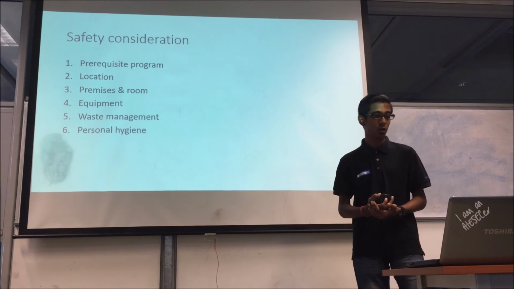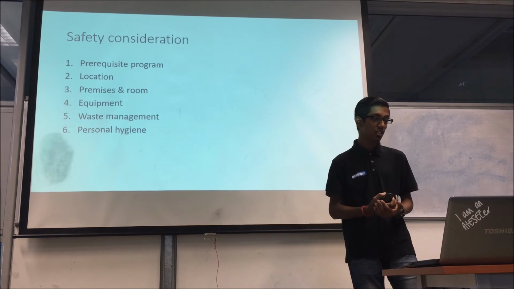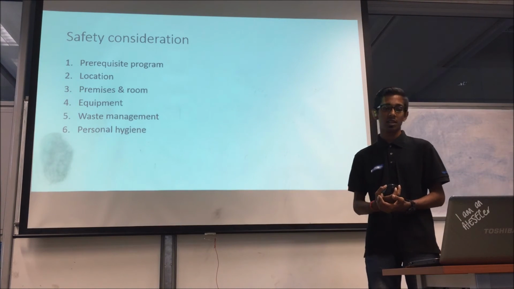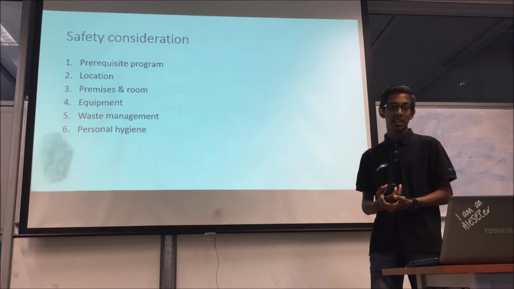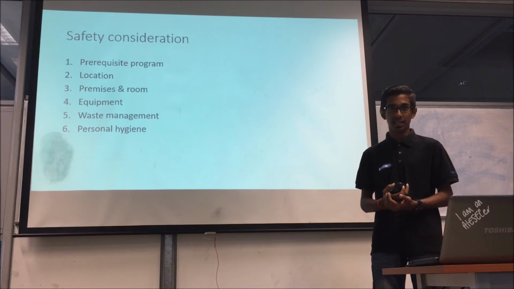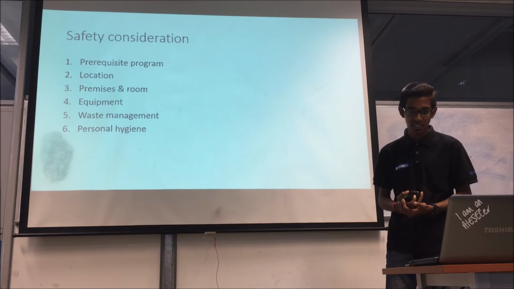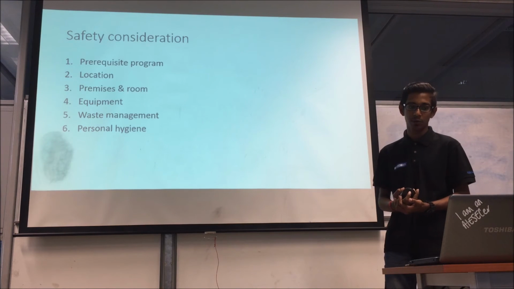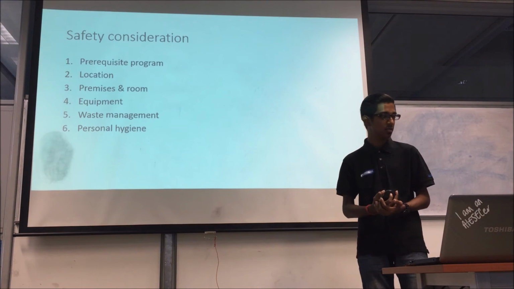And next, the location of the plant. The location of the plant is quite crucial because there shouldn't be threat to food safety and it is away from environmental polluted areas and industrial activities, has sufficient safeguard against flooding, not prone to infestation of pests.